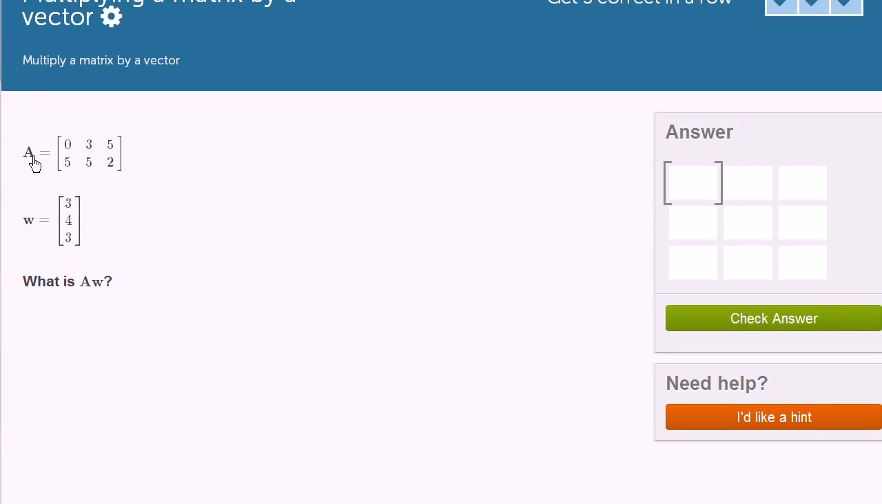So we're multiplying matrix A here by vector W, and they ask us what is A times W. So let me get my scratch pad out, and let's think about this. So we have matrix A times vector W.